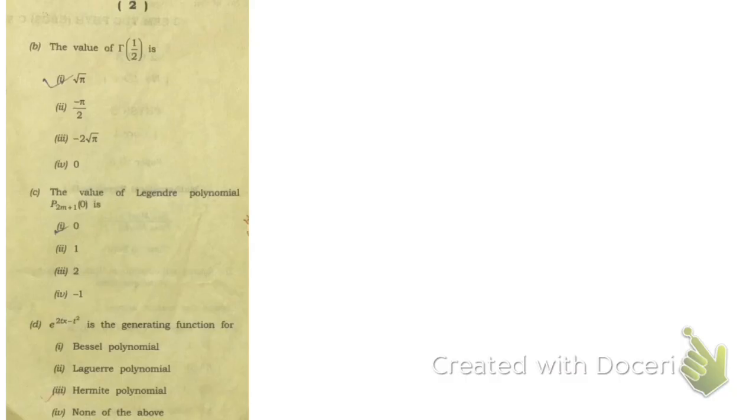Now the next question is gamma function of half. We know that gamma function of half is root over pi, square root of pi. So this is the correct option. The first option is the correct option, right?